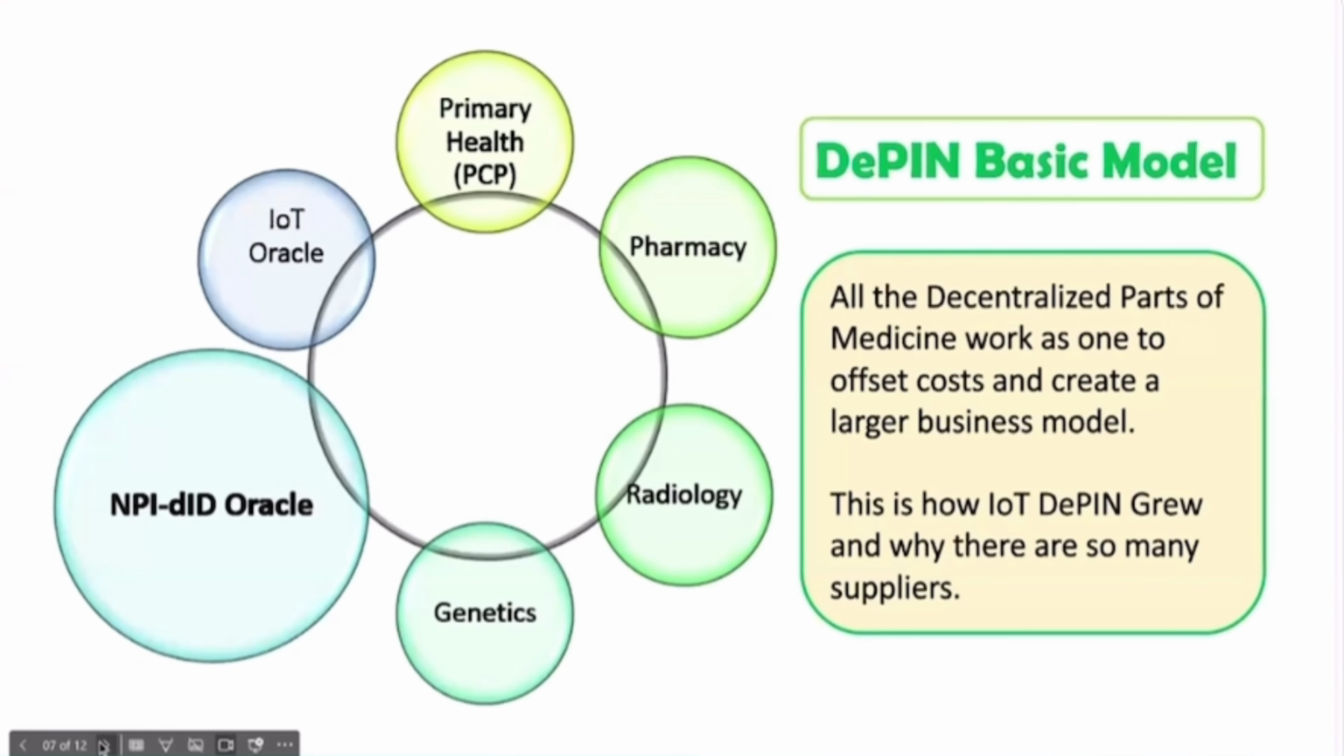And what that basically means is that when you have all these dissonant facilities put together, all the decentralized parts of medicine work as one to offset costs and create a larger business model. And this is how the IoT DePIN grew and why there are so many suppliers, entrepreneurs, and people who probably did not even know what IoT was when they bought the machines, just to get the tokens from it, which at the height sold for $46 just for transferring IoT data.